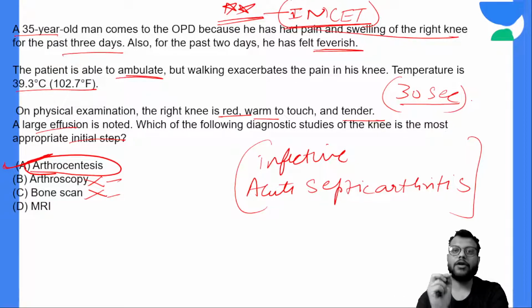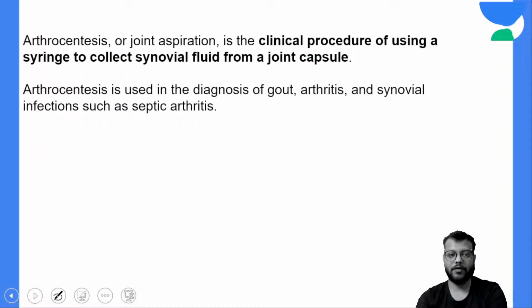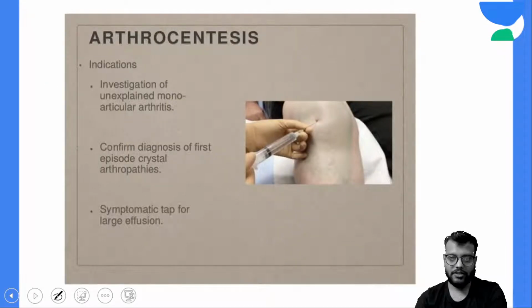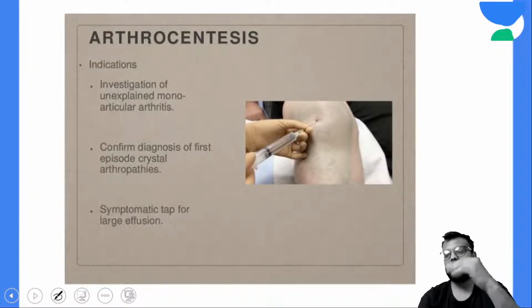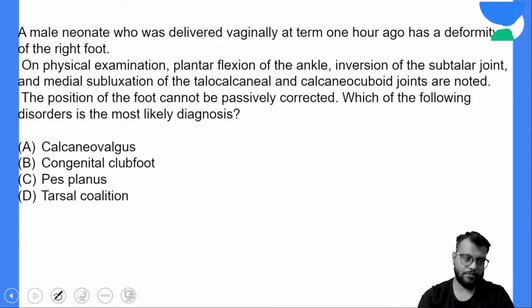Okay, and then you can go for the MRI to see the planes where the pus has drained, so that you can drain the pus and remove the necrotic area. So the initial management will be arthrocentesis, and you do it like this. In case of the knee, you just feel the suprapatellar margin, that is the superior margin of the patella, and just above it you insert the needle and take the sample. Now next question, very easy question.